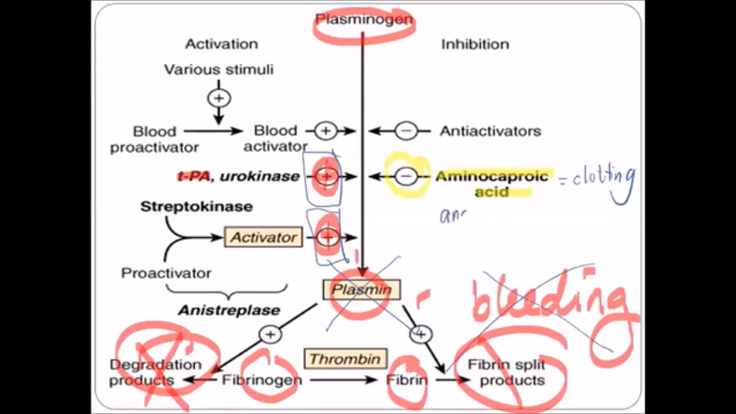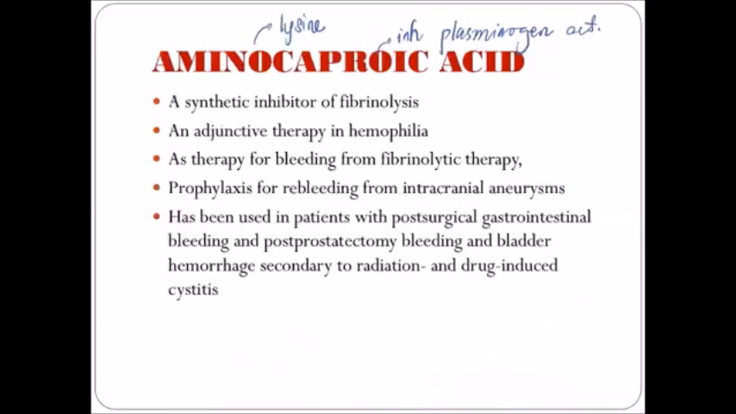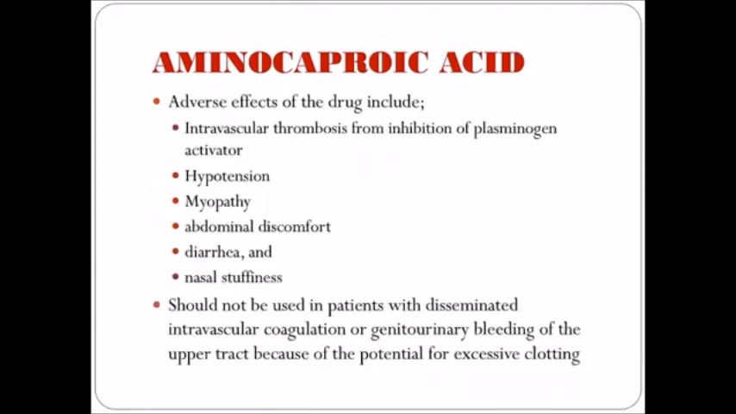Also, meron tayong analog related to aminocaproic acid. It's Tranex. Di ba nasabi natin siya kanina? So ang tranexamic acid, it also inhibits plasminogen activation. Kaya antidote siya ng fibrinolytic poisoning as we introduced a while ago. Negative symbol kasi siya. Going back to aminocaproic acid, this is being used as an adjunctive therapy in hemophilia to prevent further bleeding. And then, prophylaxis for rebleeding has been used in patients with post-surgical GI bleeding and post-prostatectomy bleeding. Lahat na may kinalaman sa bleeding, usually, ginagamit ang aminocaproic acid.